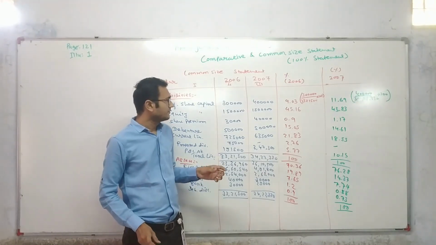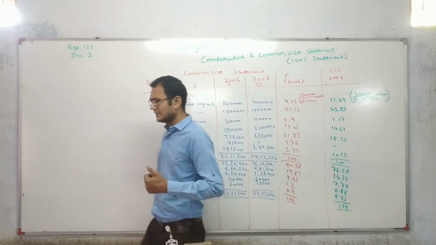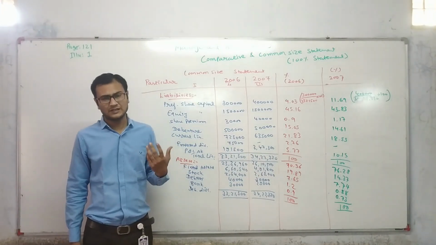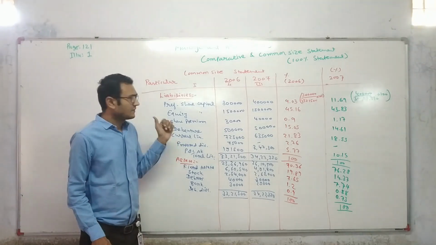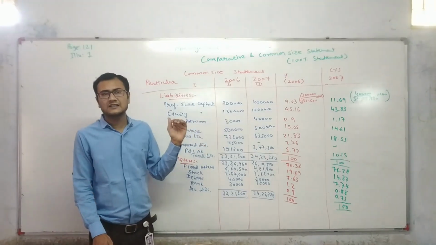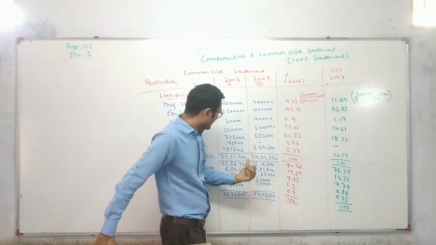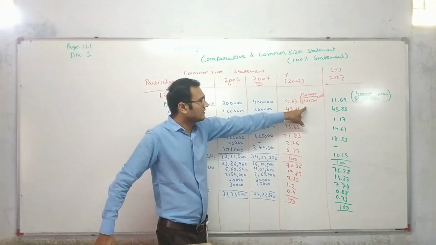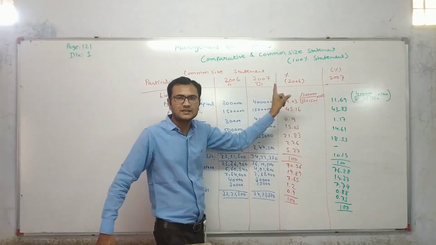Okay, so this is a common size statement. In a common size statement, the total should be 100%. And if it is a profit and loss account, then sales is taken as 100. So sales, in percentage you write 100, and here just as we divide by total 33,21,500, in a profit and loss account what do you divide by? Sales. Suppose 5 lakh sales, then divide everything by 5 lakh.